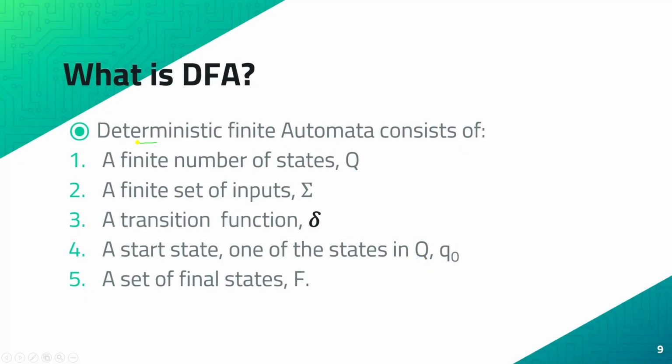DFA, also known as Deterministic Finite Automata, consists of the following things: a finite number of states represented with capital Q. Then we have got a finite set of inputs represented with sigma. Then we have a transition function called delta. Then we have a start state, that is one of the states in Q. We write it with Q0 because it is the first state, that is starting state. And then we have a set of final states F. Now a final state can be one or more than one. That's why it's called a set of final states. It can be one or more than one. Now to understand all of this, we have to look at an example.